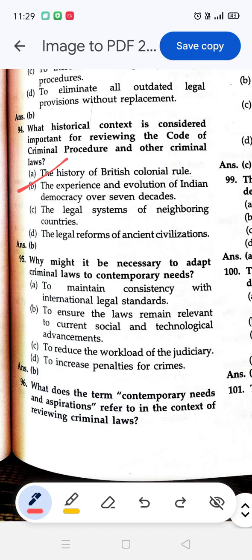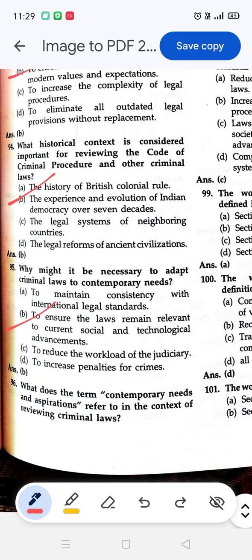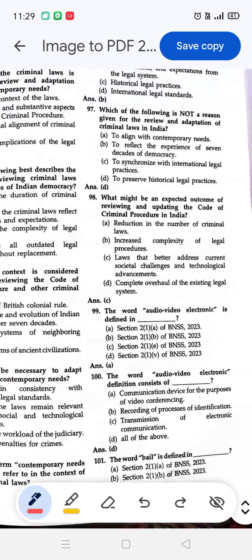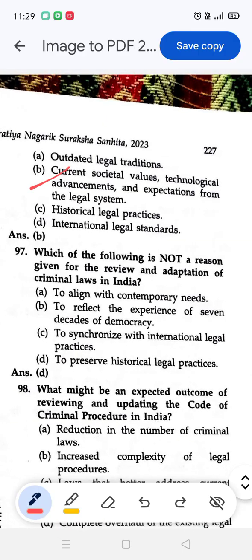Question number 95. Why might it be necessary to adapt criminal laws to contemporary needs? So option B is correct. To ensure the laws remain relevant to current social and technological advancement. Question number 96. What does the term contemporary needs and aspirations refer to in the context of reviewing criminal laws? So option B is correct. Current societal values, technological advancements, and expectations from the legal system.